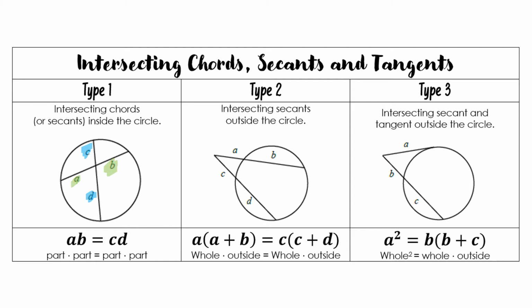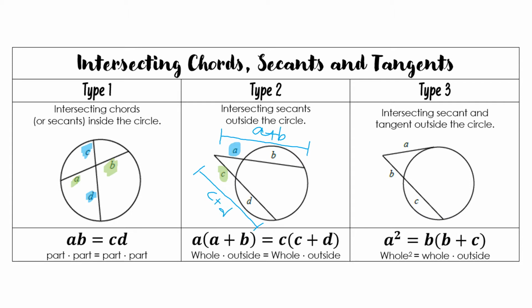The second scenario that can happen is that you have two secants that intersect outside the circle. When that happens, you will look at one secant. So I'm going to use A. You're going to take A, and then multiply it by the length of the entire segment, which would be A plus B. So A is the outside length, B is the inside length, but the whole length would be A plus B. Then you will look at the other secant. Its outside length is C, its inside length is D, the whole length would be C plus D.